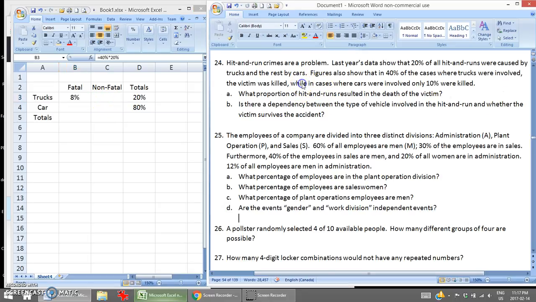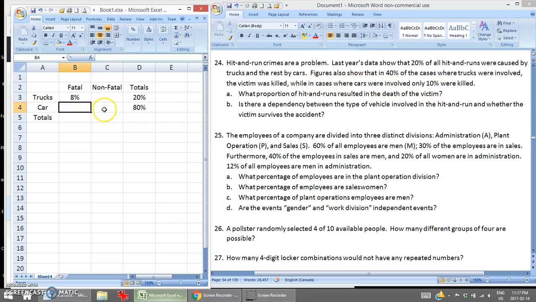Going back to the question, in cases where cars were involved, only 10% were killed. So 10% of the car accidents resulted in a fatality. This would be 10% times 80%, so we're left with 8% there. Let's restrict the number of decimal places.